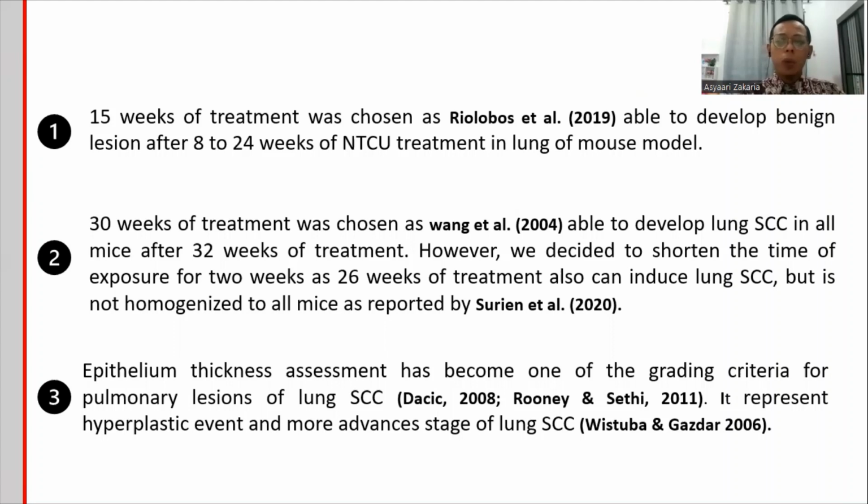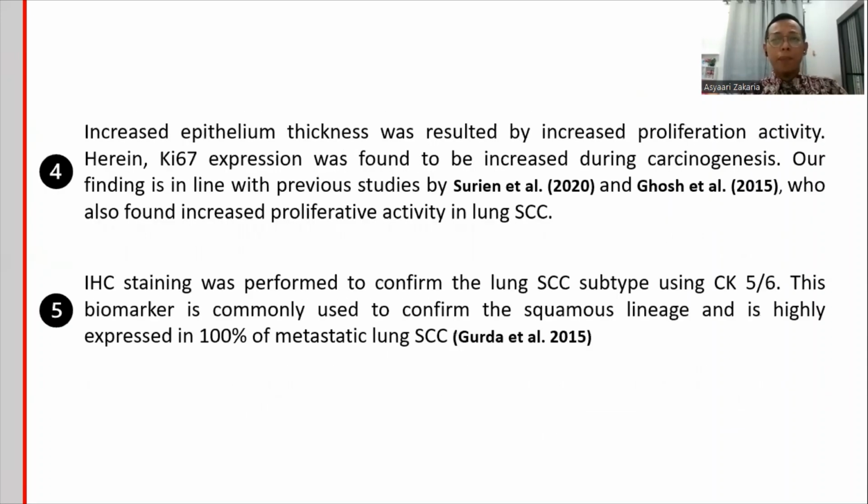Epithelium thickness has become one of the guiding criteria for pulmonary lesions. It represents a hyperplastic event and a more advanced stage of lung SCC. Increased epithelium thickness results from increased proliferation activity. Herein, Ki67 protein expression was found to be increased during carcinogenesis. Our finding is in line with previous studies which also found increased proliferative activity in lung SCC. IHC for CK5/6 was also performed to confirm the lung SCC subtype. This was expressed in 100% of metastatic lung SCC.